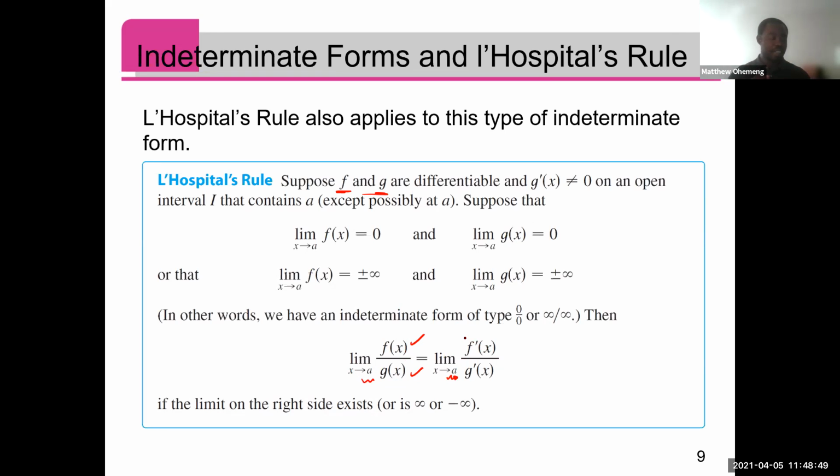Whenever you encounter type 0 over 0 or type infinity over infinity, one thing: you're not doing the quotient rule here. You're differentiating the two functions separately. So just differentiate the top, differentiate the bottom, simplify or cancel out common factors if they occur, and then plug in again. So that's L'Hopital.